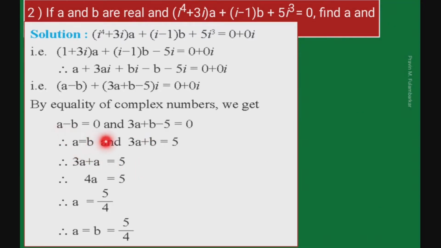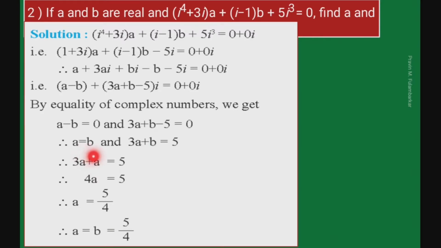Now from this a minus b equals 0, we write a equals b. When we transfer minus b to the right-hand side, its sign changes. So we write a equals b, and in 3a plus b minus 5, we write minus 5 to the right-hand side. So we get 3a plus b equals 5.